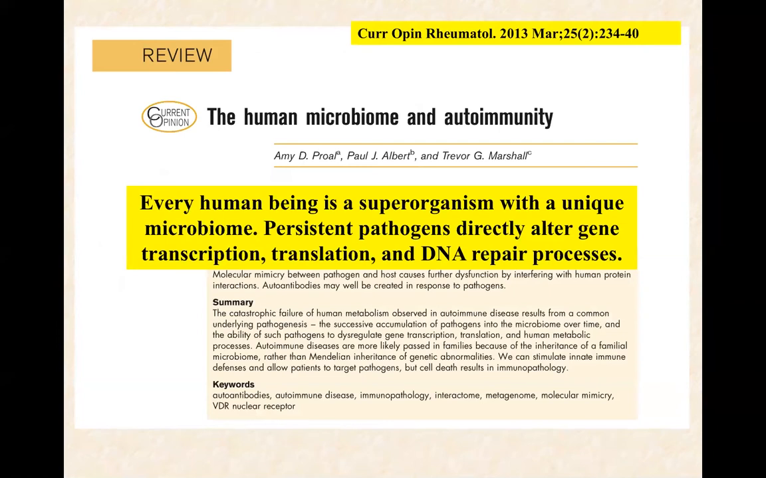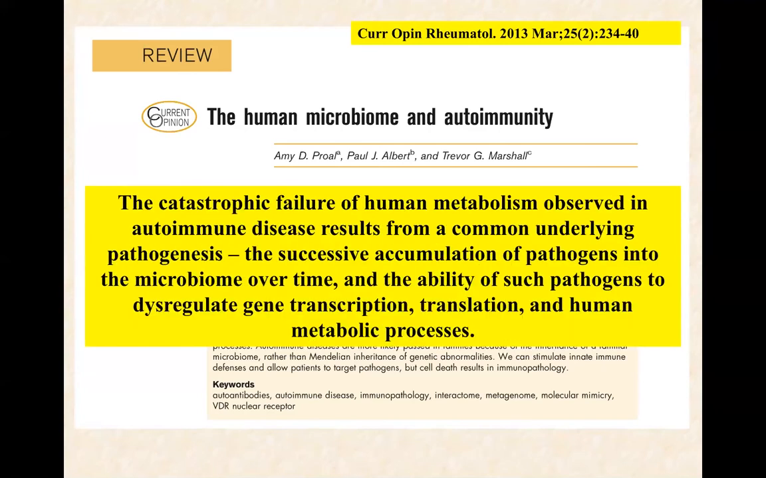And this is a great article to read when you get this article. Amy Prohl and Dr. Trevor Marshall. I was just with Dr. Marshall in Lisbon. He was talking about this subject and how the comorbidities of different autoimmune conditions, where they come from. Persistent pathogens directly alter gene transcription, translation, and DNA repair processes. Okay, once you've done a little reading on bacteriology, bacterial growth and colonization, this makes perfect sense, of course.